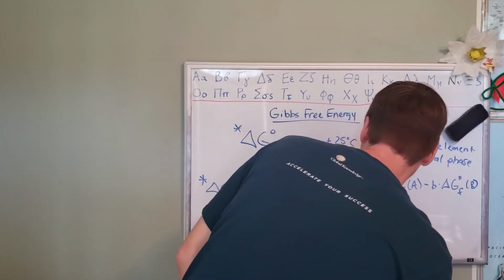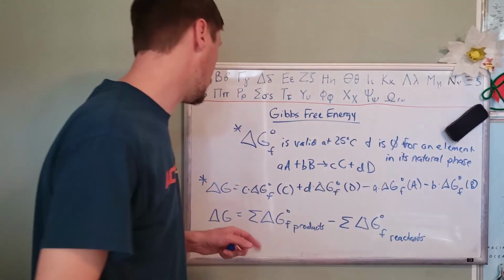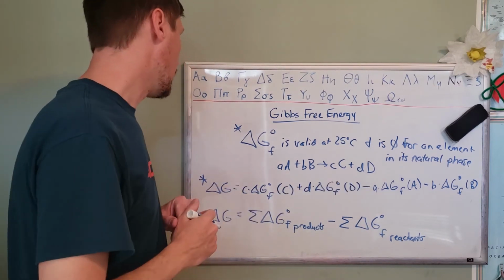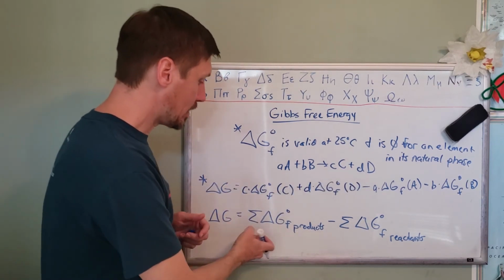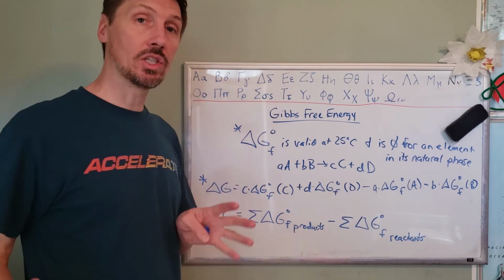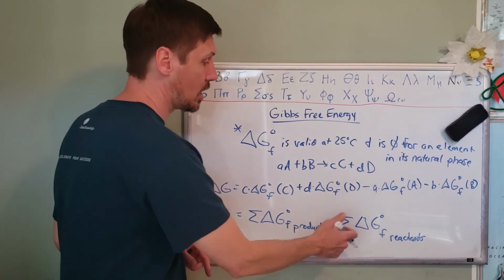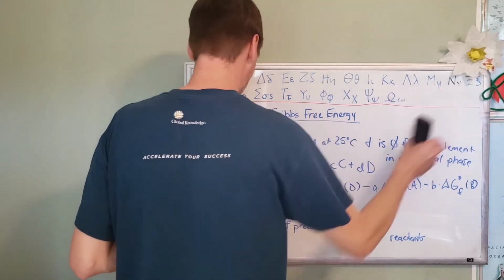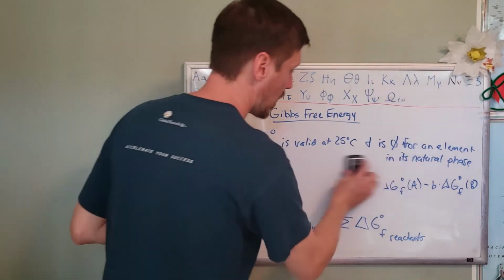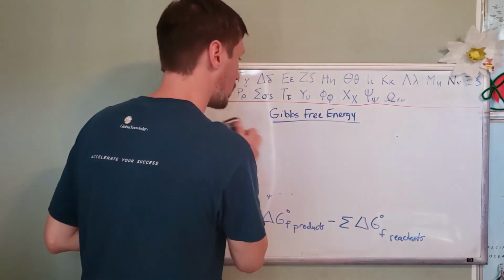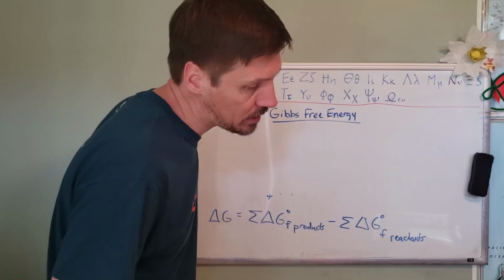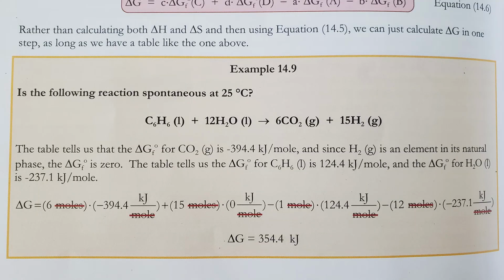So having written this all out here, we can see that similar to what we had with change in H, this would be the equation for it. And basically, you could write it simply as the sum of the change in G of formation of the products minus the sum of the change in G of formation for the reactants, okay? So let's just plug that in. That's going to be simple to do. We've got one problem here where we can use that, and I'll leave that one equation down at the bottom there. And it says, is the following reaction spontaneous at 25 degrees Celsius?